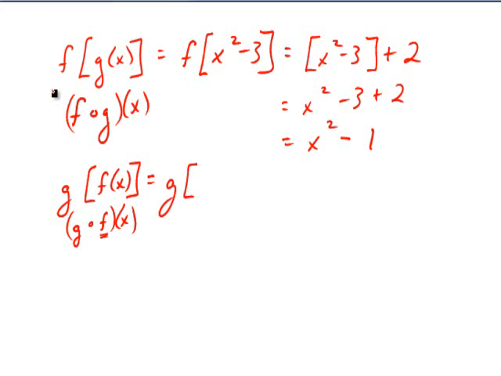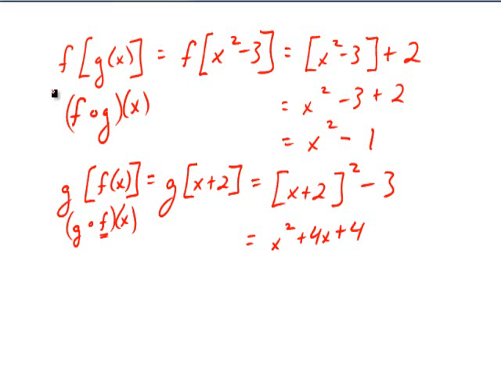G of f of x is x plus 2. My f function was x squared minus 3. I'm going to put the x plus 2 in where the x was in the g function. So the g function was x squared minus 3. Now I have the x plus 2 quantity squared minus 3. If I multiply this out, x plus 2 times x plus 2 would be x squared plus 4x plus 4 minus 3. Combining like terms, I have x squared plus 4x plus 1.